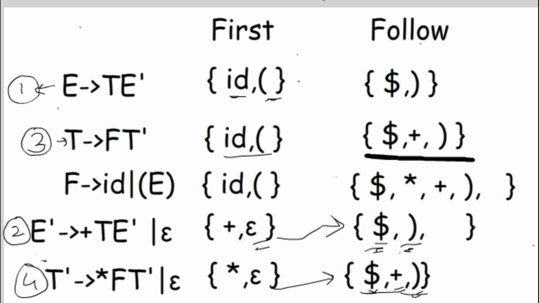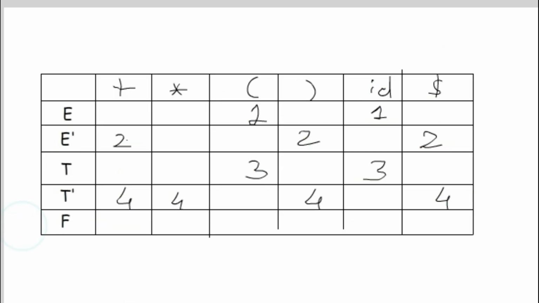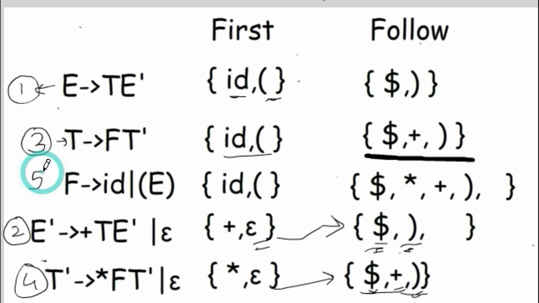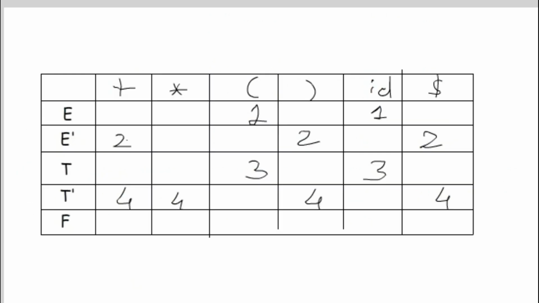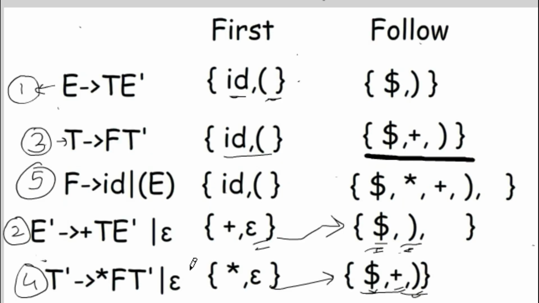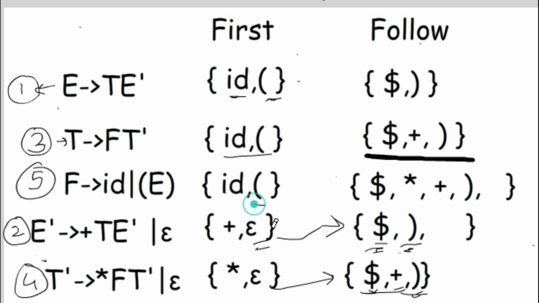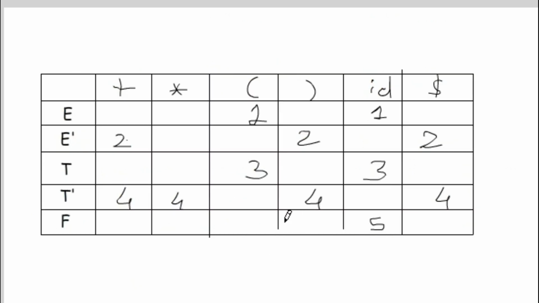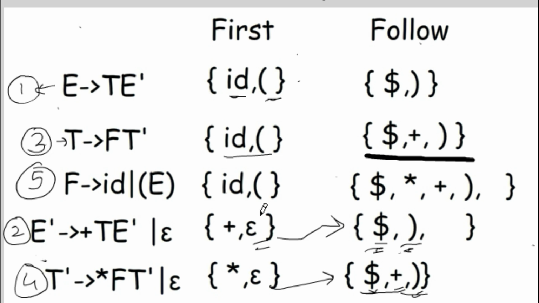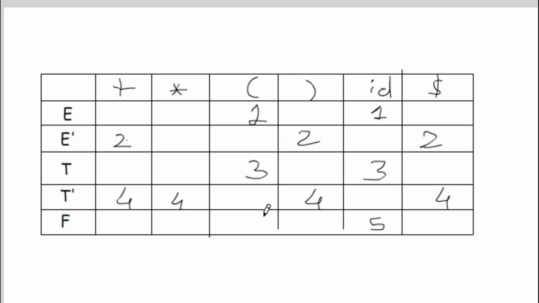Now the last one is F. We will call this the 5th equation. So in case of 5, what is the first? ID and open bracket. So ID will have 5, and open bracket will have 5. Is this close bracket? No, it's not a close bracket, it's an open bracket. This is how the table looks like.